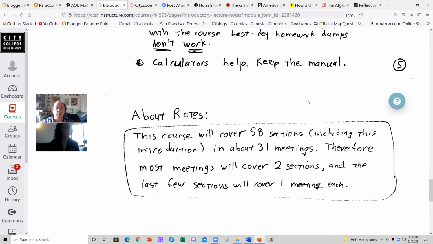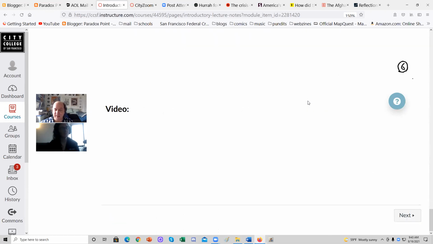This course will cover about 58 sections, including this introduction, and about 31 meetings. So that's 57, except for this, it's 57 out of 30, which is a little less than 2 sections per meeting. And that's what we'll do. In general, we'll cover 2 sections per meeting, except for the last few sections, which will cover 1 meeting each. I want to glide to a halt by the end of the semester.